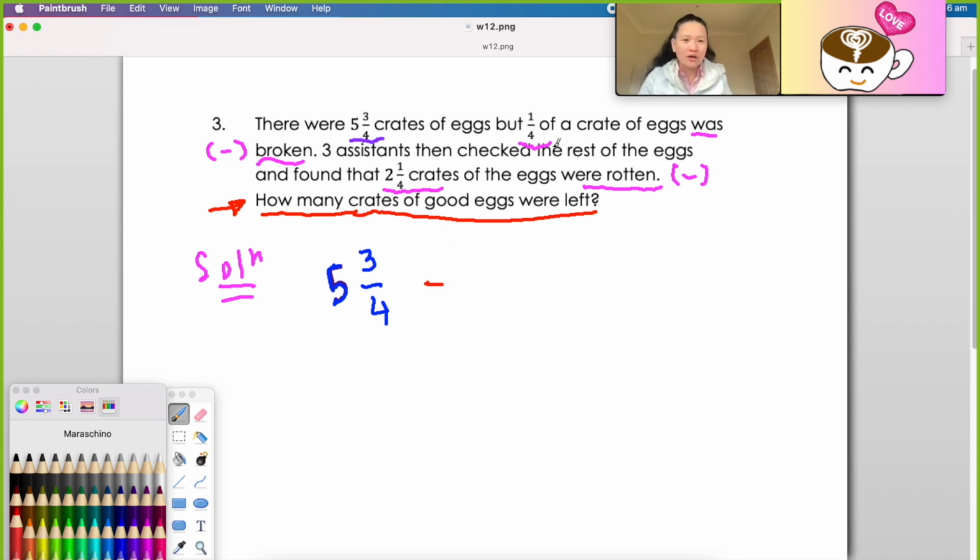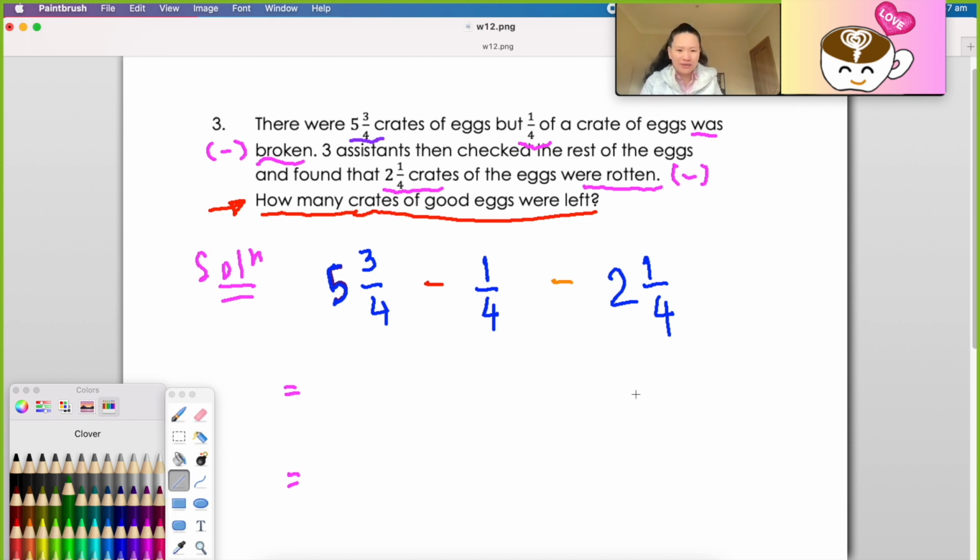1 over 4 was broken, so it's subtract, minus 1 over 4. And 2 and 1 out of 4 were rotten. That means you subtract again, you subtract 2 1 over 4. Okay, let's solve them together. Great. Here is our workout.